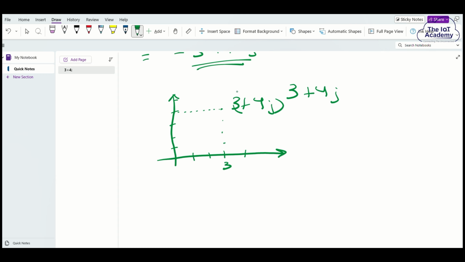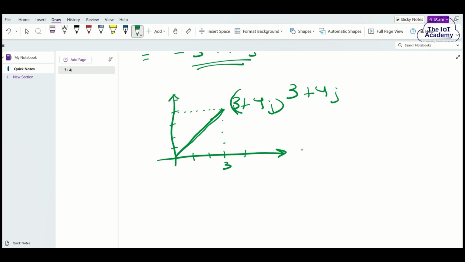Okay, this is your 3, 4j. And the magnitude or the absolute value of this would basically mean the distance from this point to the origin. This distance is your absolute value. And if you remember from your Pythagorean theorem, this is a right angle triangle. This is your 3, this is your 4.